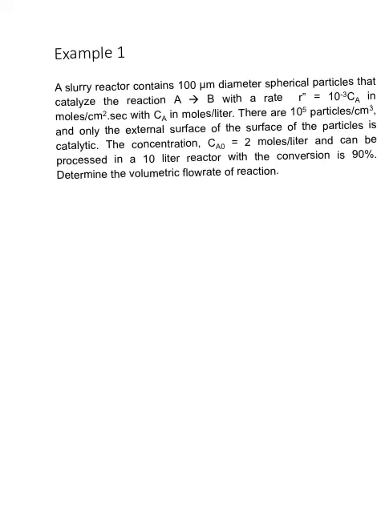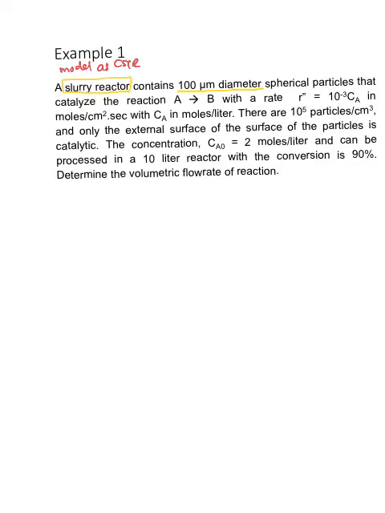Okay, catalytic reactor design. So the first example, we look at the catalytic reaction in a slurry reactor. A slurry reactor contains 100 micron diameter spherical particles. So slurry reactor, we can model it as a CSTR. It contains 100 micron diameter spherical particles. So the diameter of catalyst spheres is 100 micron. So later you need to change the unit.